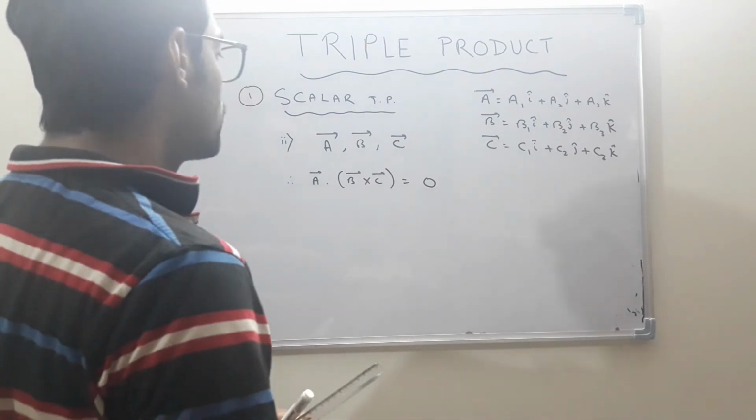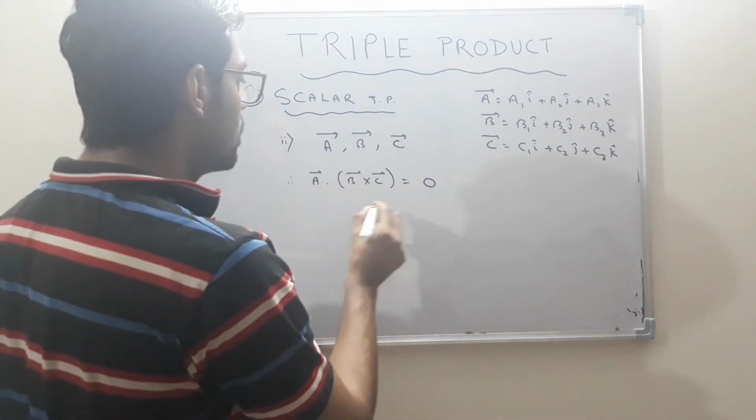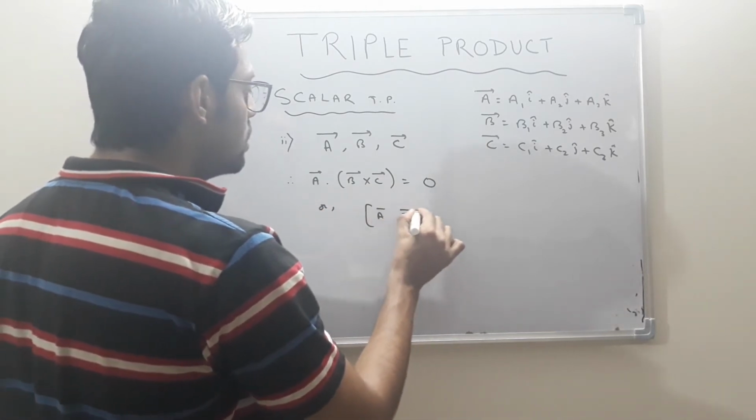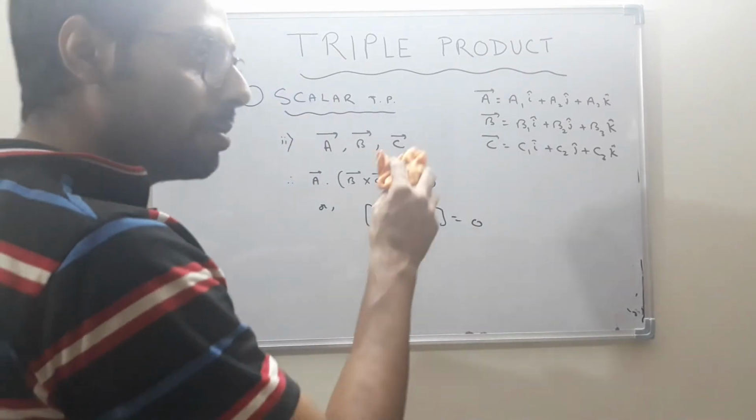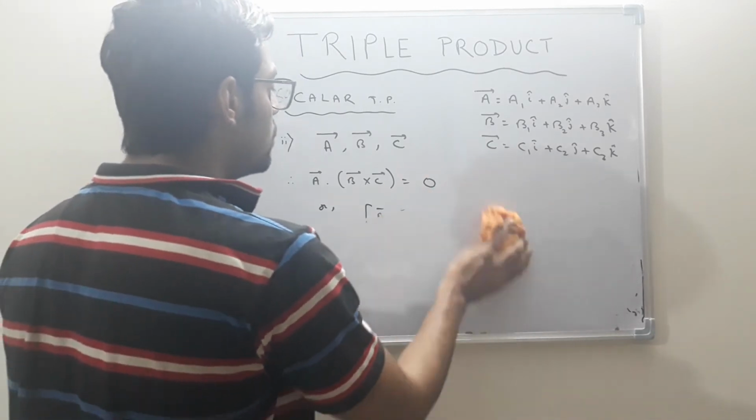So it is an important conclusion that for coplanarity of 3 vectors A vector, B vector and C vector, we have A dot B cross C equal to 0, or box of ABC equal to 0. That is, the determinant value A1, A2, A3, B1, B2, B3, C1, C2 and C3 will be 0.